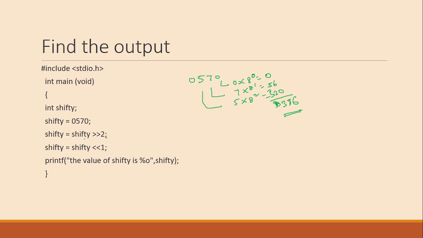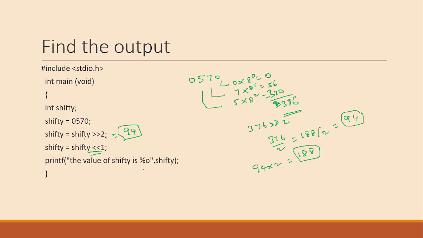now shift right 2 times. So 376 shifted 2 times. 2 times means you have to divide it by 2 two times. So 376 divided by 2 will be 188. 188 again divided by 2 will be 94. Now in this case we have the value 94. Now 94, left shift 1. Left shift 1 means multiply by 2. 94 into 2 will be 188.